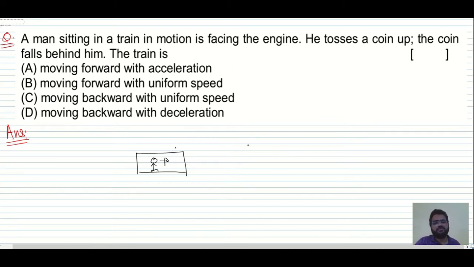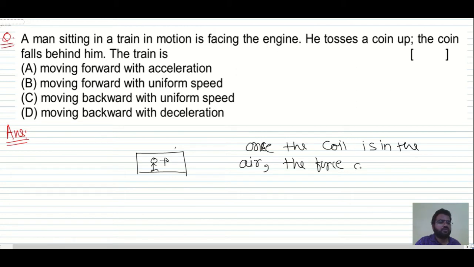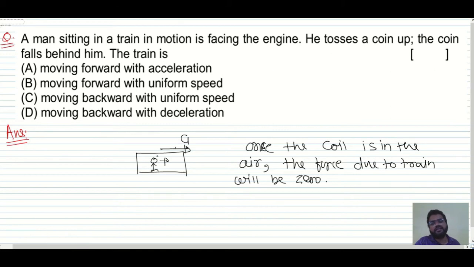So once the coin is in the air, the force due to train will be 0. So train will accelerate forward, and this coin will have 0 acceleration in the horizontal direction. So coin will fall backward, we can say. So the answer for this question must be moving forward with acceleration. So option A is the correct option.